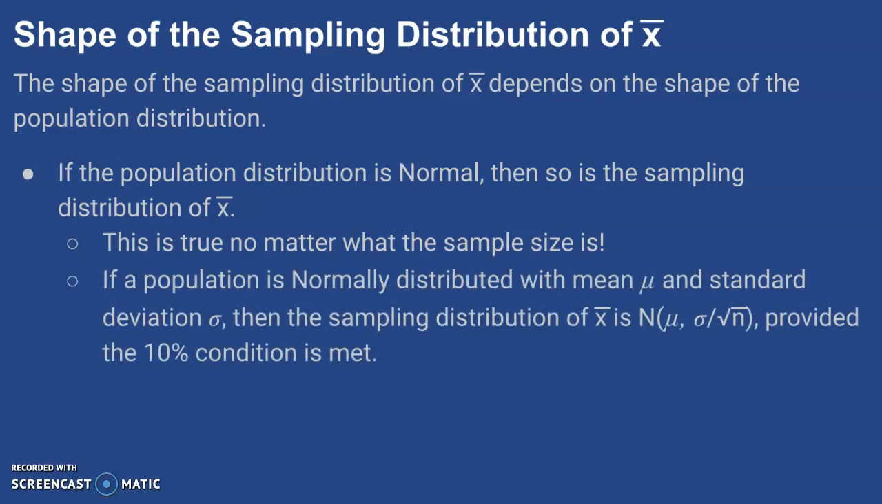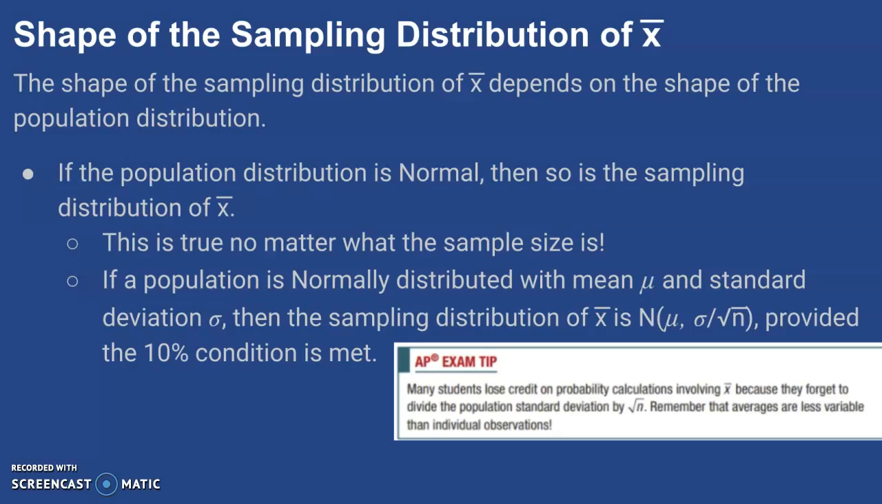If the population is normally distributed with a mean mu and a standard deviation sigma, then the sampling distribution of x bar will be normal with the same mean, but the standard deviation will be sigma over square root of n, provided that the 10% condition is met. So the larger the sample size, the smaller the standard deviation will be, and therefore you'll still have a normal distribution, but it'll be far narrower.